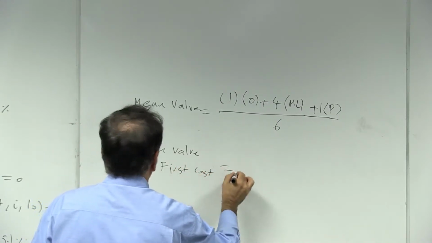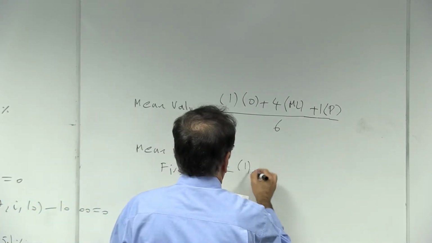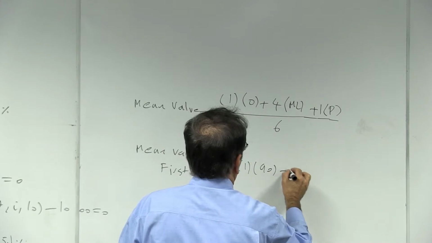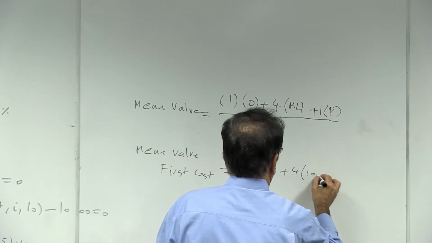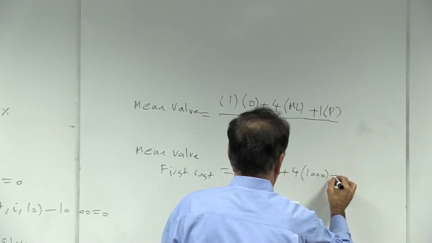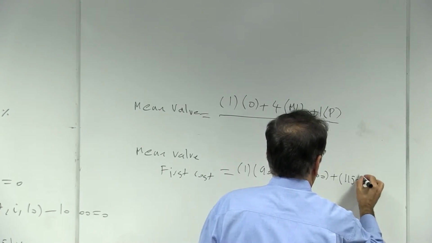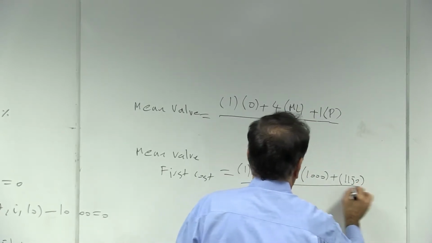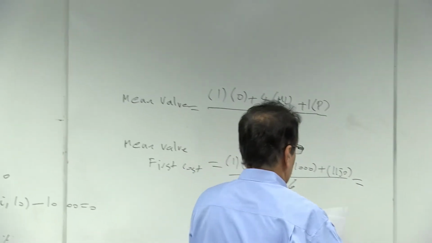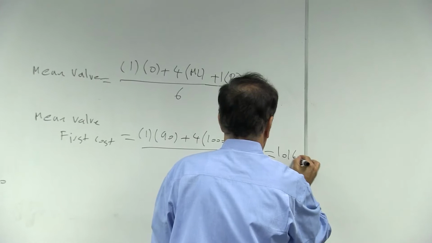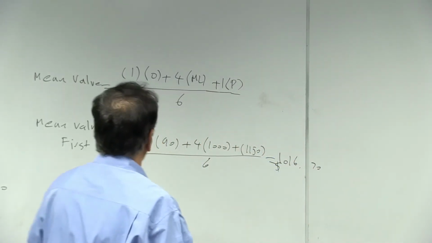For first cost, if you recall, the optimistic value was 950. Then the most likely value was 1,000. And the pessimistic value was 1,150 here. If I divide this by 6, I get a new value, which is going to be $1,016.70. So that's going to be the mean value for the first cost.